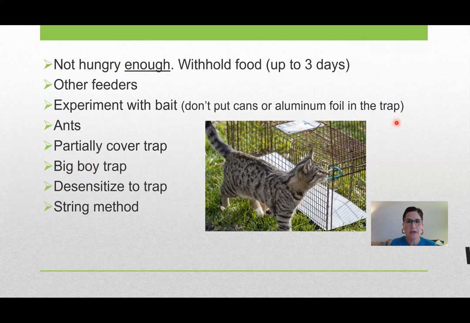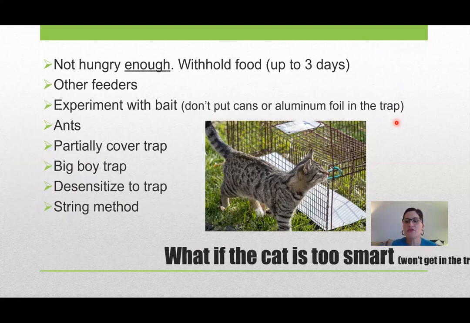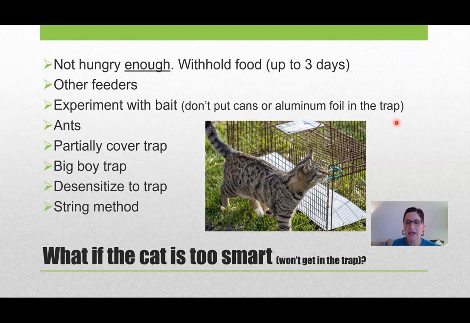All right. So what if the cat is too smart, AKA the cat will not get in the trap? You're like, I did all the things and the cat won't get in the trap. What's going on? So it may be that the cat is not hungry enough. So again, we do ask that you talk to your neighbors and let them know what you're doing. Hey, I'm going to be trapping some cats. Can you not put out food? I need them to get really hungry and they will come in.